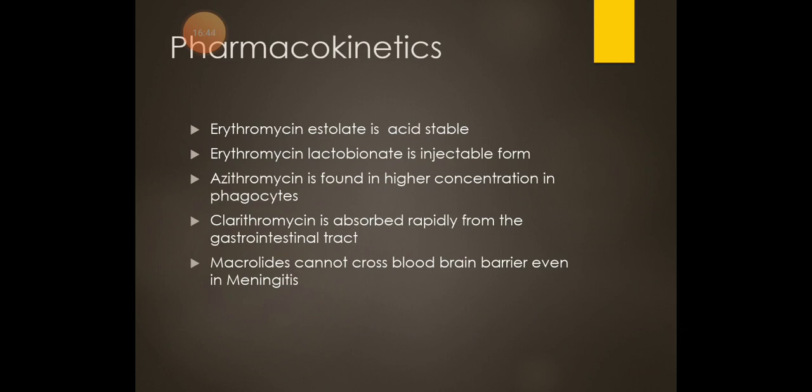So just to recapitulate a few of the important pharmacokinetic properties of these drugs. Erythromycin estolate is acid-stable, and it is given at a dose of 250 mg 4 times daily. This formulation has a little bit of side effect like cholestasis, which may lead to jaundice later on, but it is lesser in comparison to the other preparations.